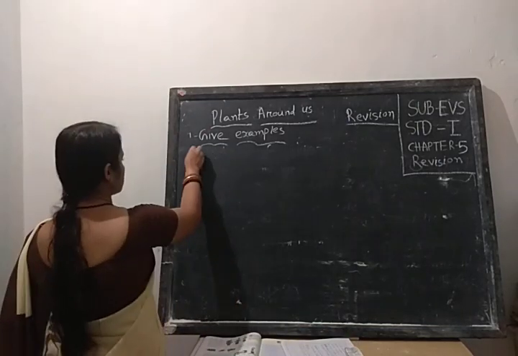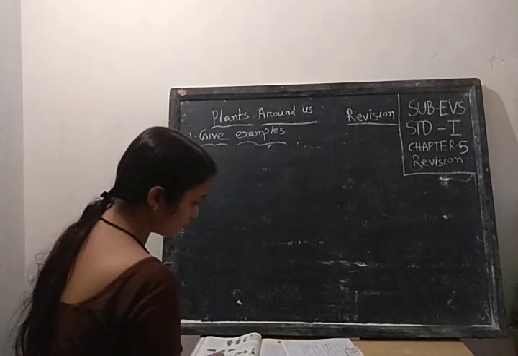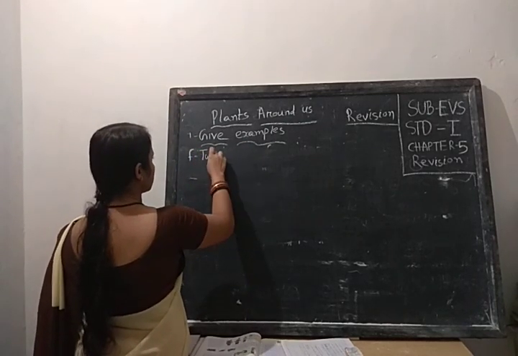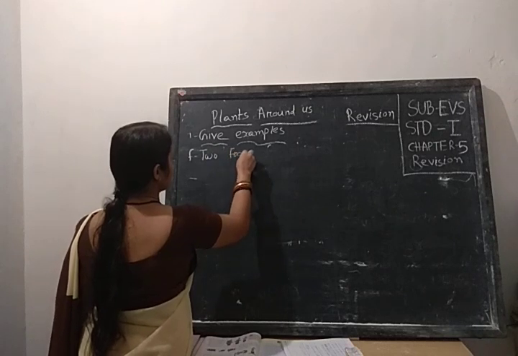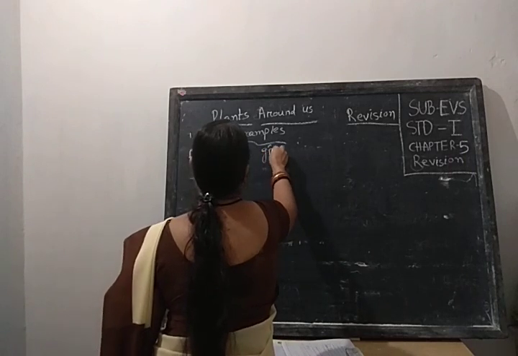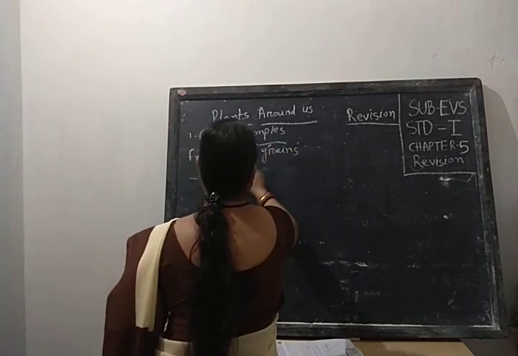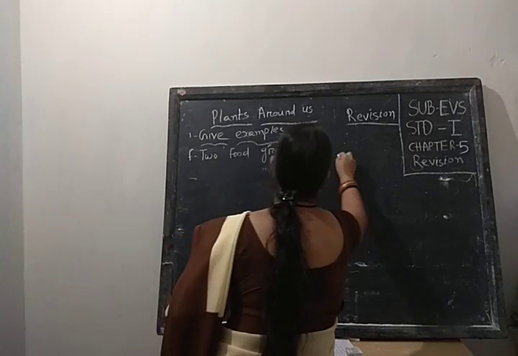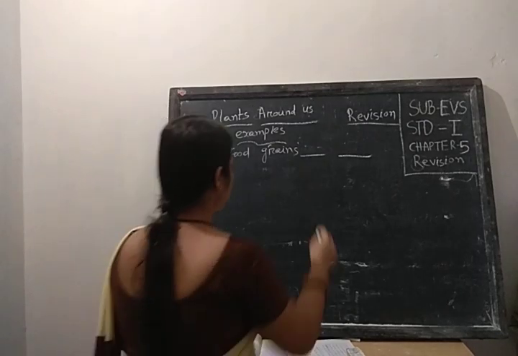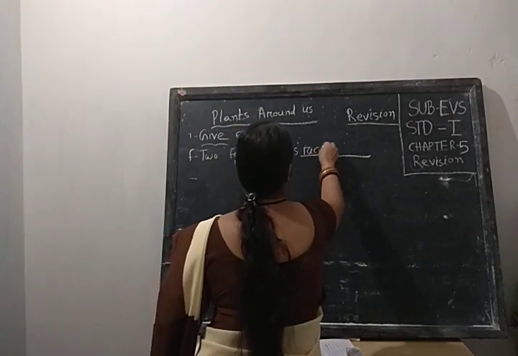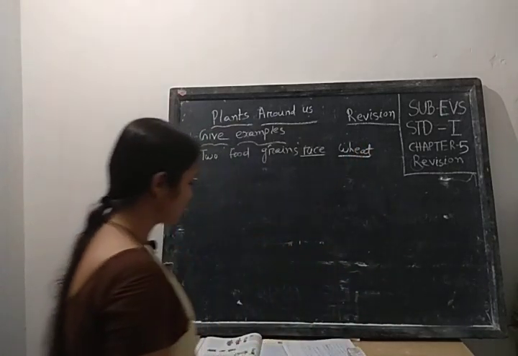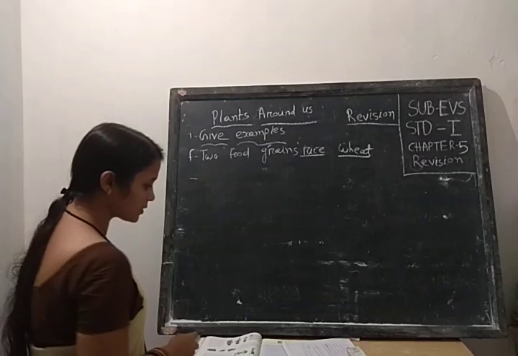Then next, question number F, two food grains. Yes, students, tell me two food grains names. Rice, wheat. Next, two pulses.